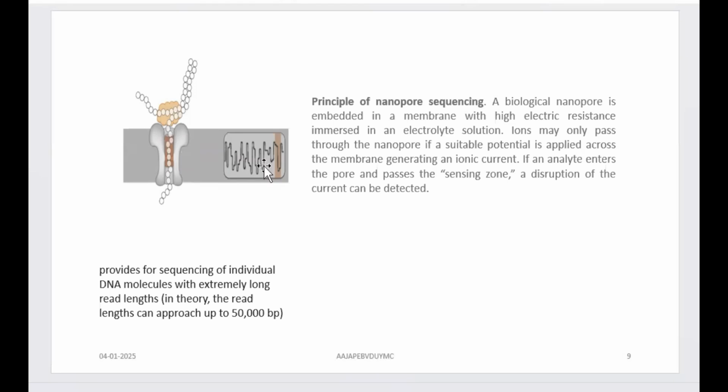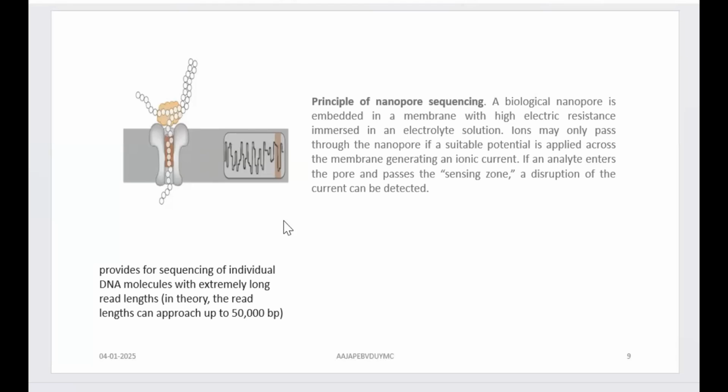Now here, the principle of nanopore sequencing: a biological nanopore is shown here, that is the protein. It is embedded in the membrane, and a high electric resistance the protein has to have, otherwise it will get denatured. So protein is to be chosen that way, and then it is immersed in an electrolyte solution. So ions may only pass through the nanopore. The diameter of the pore is hardly 1 nanometer, and specific size molecules only can pass through it.